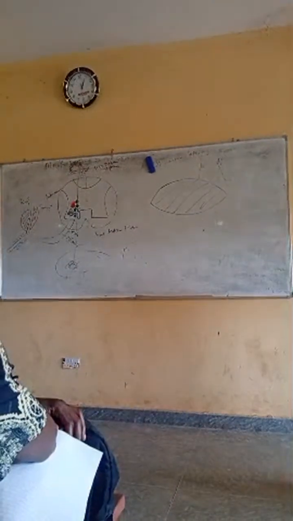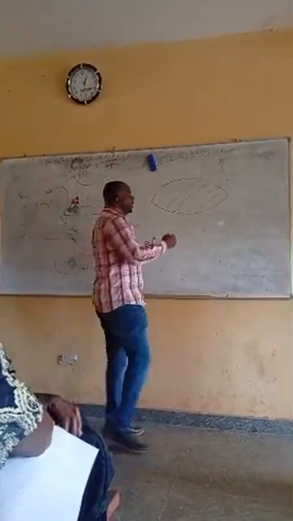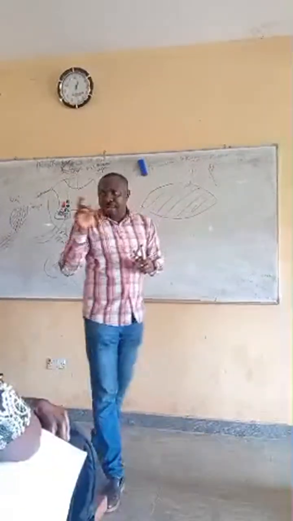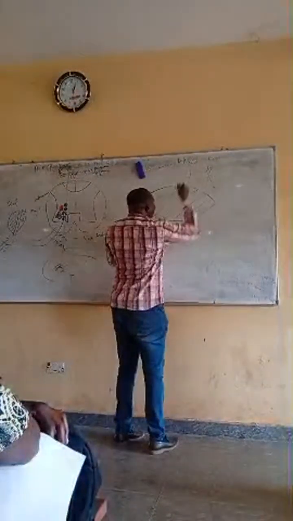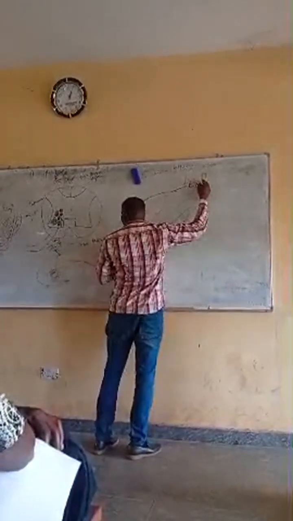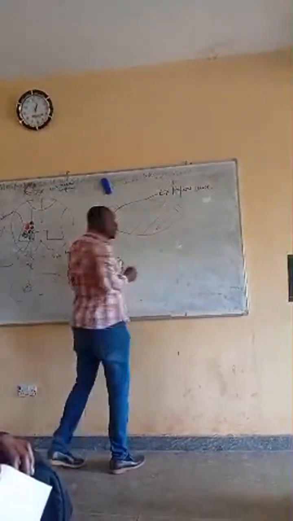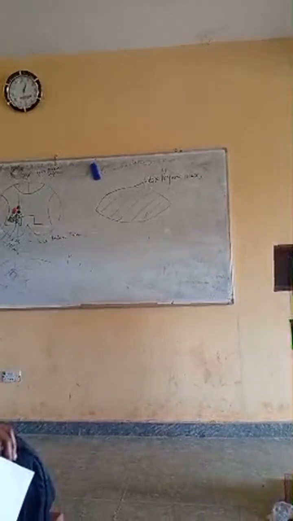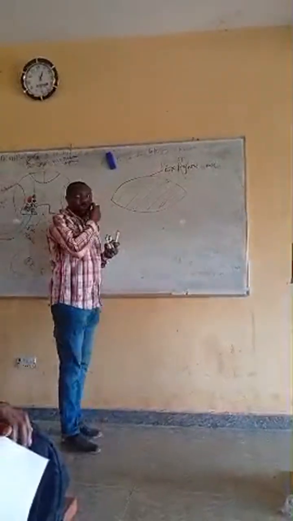In this muscle, it is divided into two parts. We have the extrafusal muscle. This one, the muscle belly you are seeing, is known as what? Extrafusal muscle. The muscle belly, what you are seeing now, is known as extrafusal muscle.